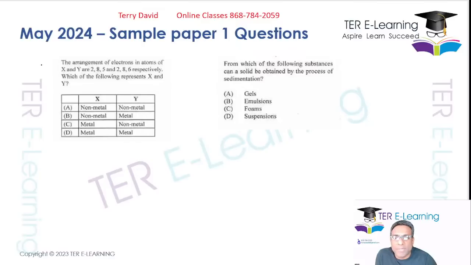I don't have the questions numbered here, but let's call this Q1. What I want you all to do is put the question number that I write here and just put what the answer is, or what you think the answer is. For Q1, put Q1 and whether the answer is A, B, C, or D, and I'm going to tell you why. The arrangement of electrons of X and Y are 2,8,5 and 2,8,6 respectively. Which of the following represents X and Y? Put Q1 and what you think is the answer in the chat for me, please.